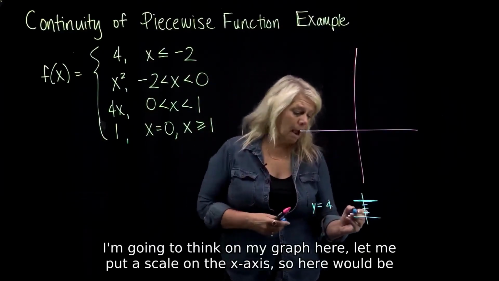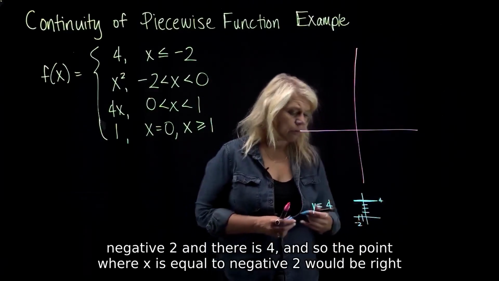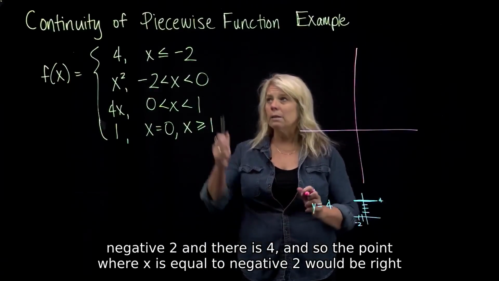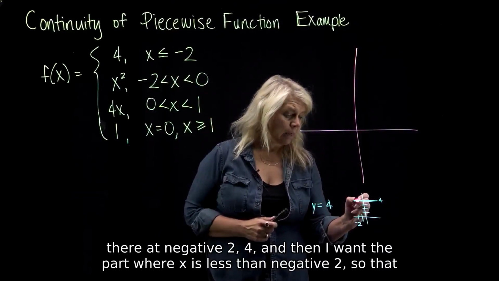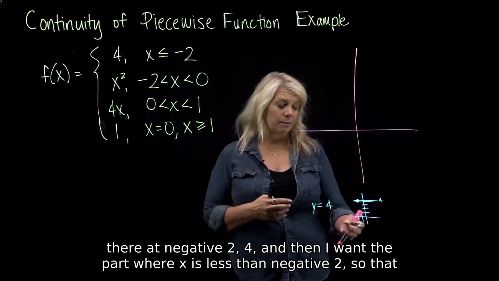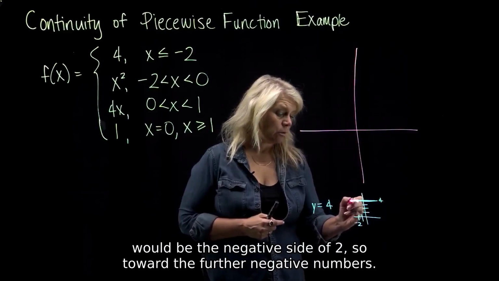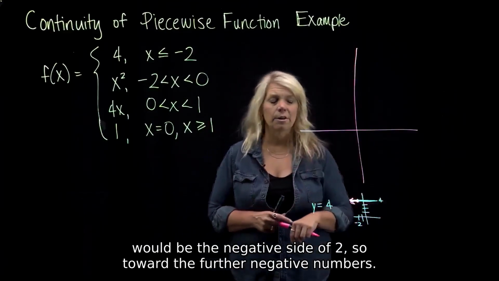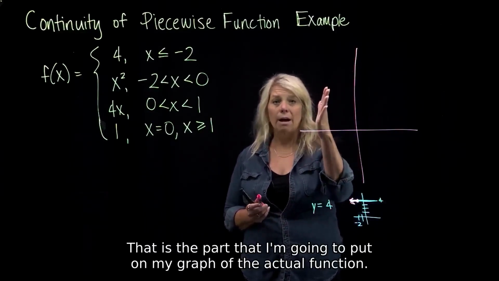So I'm going to think on my graph here. Let me put a scale on the x-axis. So here would be -2, and there's 4. And so the point where x is equal to -2 would be right there at -2, 4. And then I want the part where x is less than -2. So that would be the negative side of 2, toward the further negative numbers. All right, so that is the part that I'm going to put on my graph of the actual function.